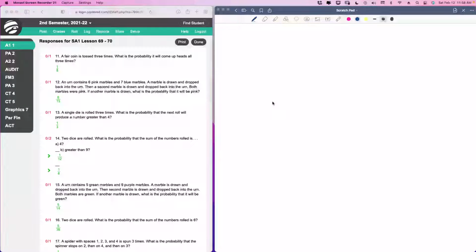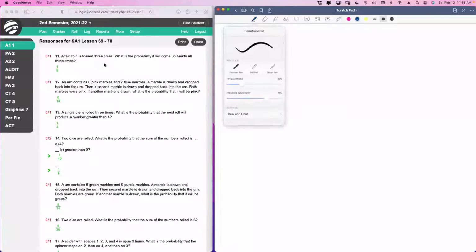All right, Caitlin, I realized you needed a little bit of help with lesson 70 with probability. So let's begin. So let's think about what we have here. We have a fair coin that is tossed 3 times. What's the probability it would come up heads all 3 times?